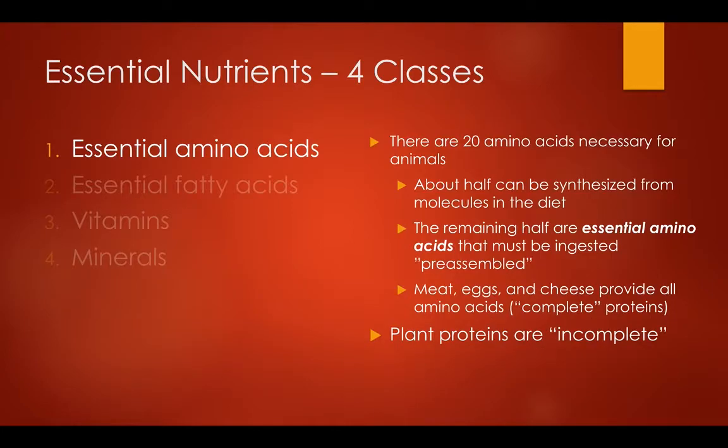So when it comes to essential nutrients, we have 4 different classes. The first class we're going to talk about is essential amino acids. There are 20 amino acids necessary for animals to run their basic functions. About half can be synthesized from molecules in the diet. The remaining half are essential amino acids, meaning that they must be ingested. They have to be consumed from food resources.